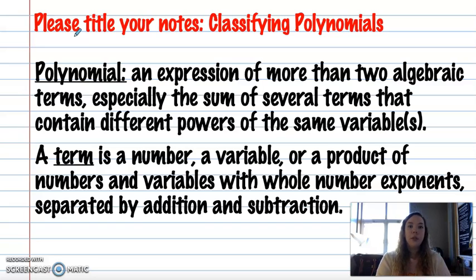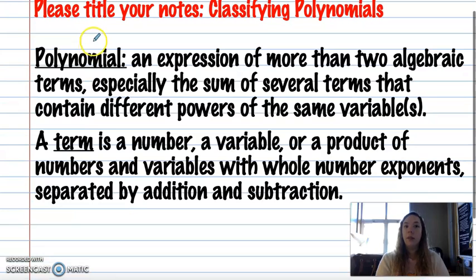So our title for today is classifying polynomials, and then you have a couple of definitions here if you'd like to pause and write them. So a polynomial is an expression of more than two algebraic terms. And really it could just be one term as well. We call that a monomial. But poly suggests that there's more than one, so that's why we're writing more than two, especially the sum of several that contain different powers of the same variables.